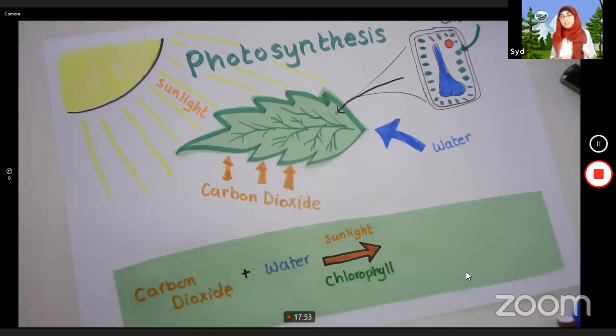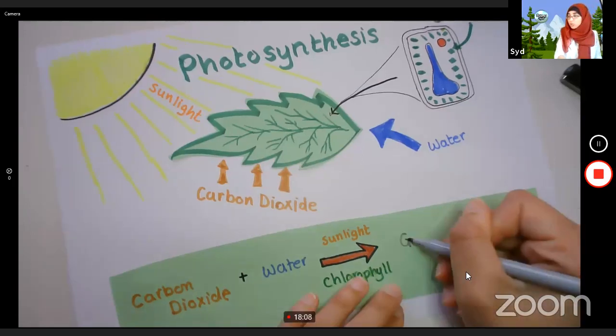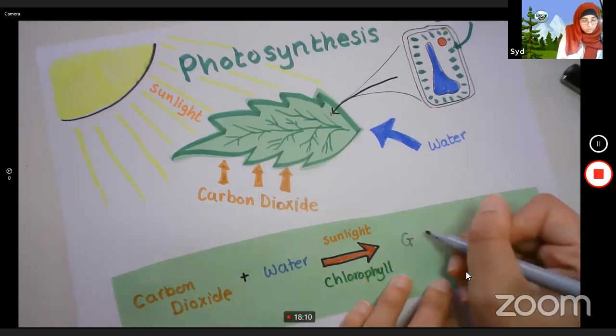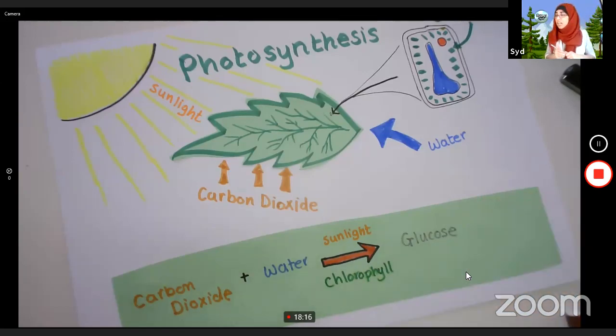And then what we have coming out are the products that are produced. So we have something called glucose. I'm going to get a different color. Let's do gray for that. Glucose, which is the plant food. We're not going to go into detail discussing what glucose is. And then we've got oxygen being given out. Let's use purple for oxygen.